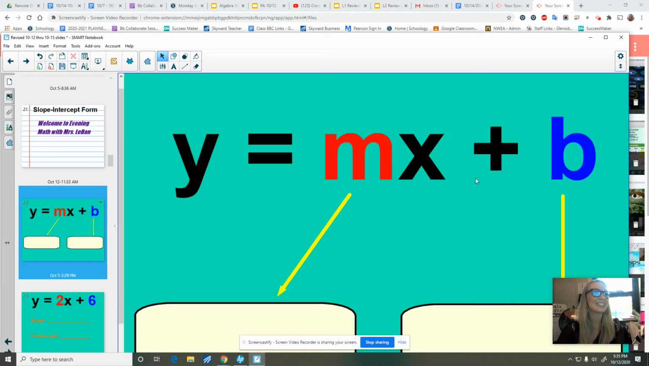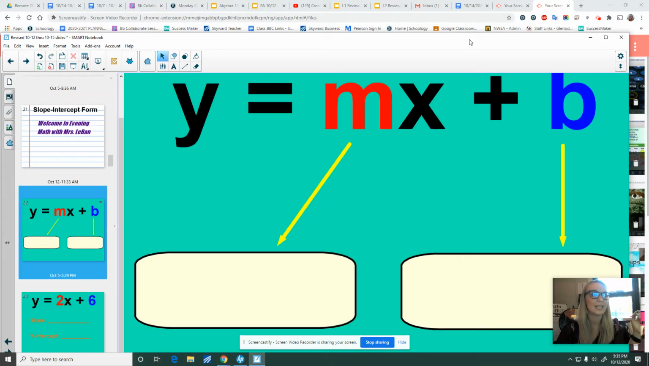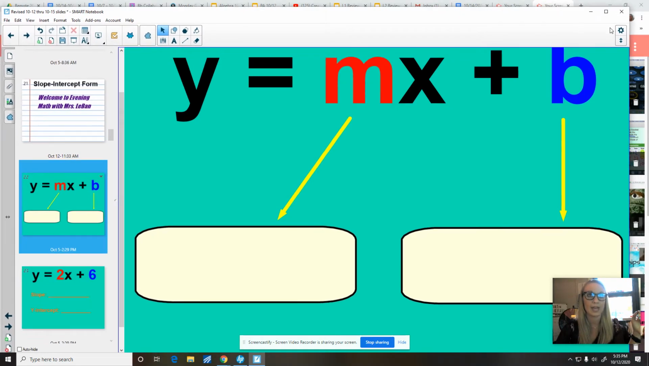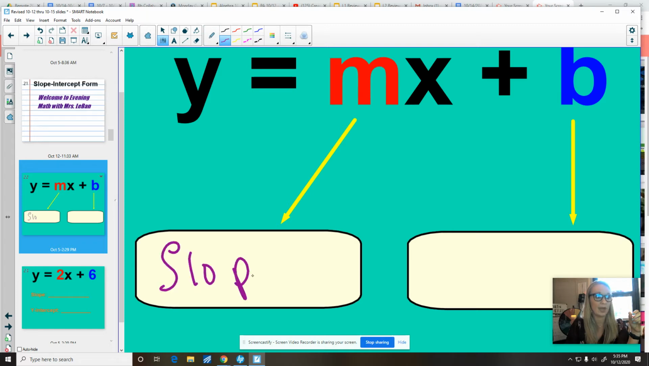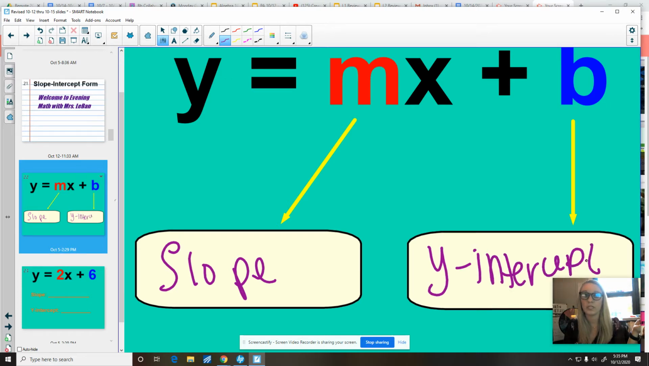All right, so slope-intercept form looks like this, okay? It's y equals mx plus b. Now, when we identify what that m and what the b are, I know that m represents slope, okay? So m represents our slope, and our b represents our y-intercept here. So we know that that's in every single slope-intercept equation.